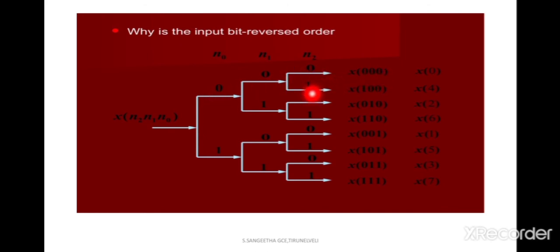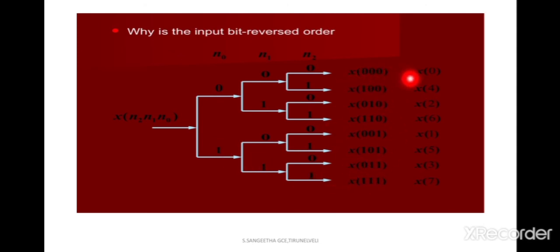So x of 0 0 0, 1 0 0. So x of 1 0 0. So 0 1 0, x of 0 1 0, 1 1 0. So x of 1 1 0, 0 0 1, 0 0 1. So 1 0 1. So 1 0 1, 0 1 1, and similarly the last value will be 1 1 1. So this will be the order.